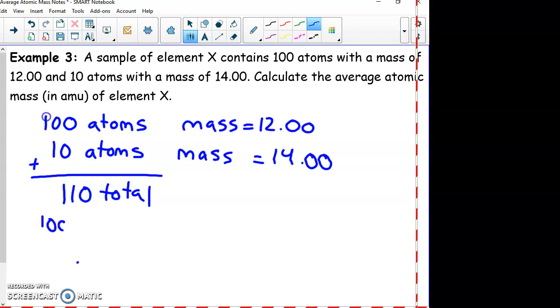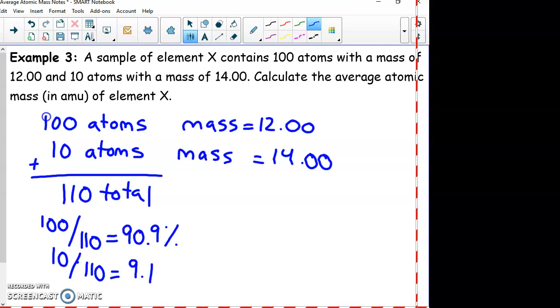So let's focus just on the first one here. If we want to know, percentage or really decimal-wise, what we have, 100 out of 110, we're going to have 90.9% of our total, which means, well, they got to add to 100. 10 out of 110 is going to be 9.1%. So now we have our percentages. Remember, the first one corresponded to a mass of 12. The second one corresponded to a mass of 14.